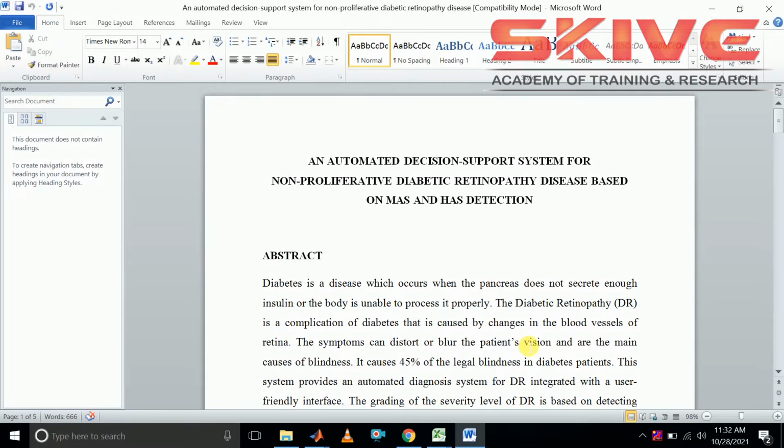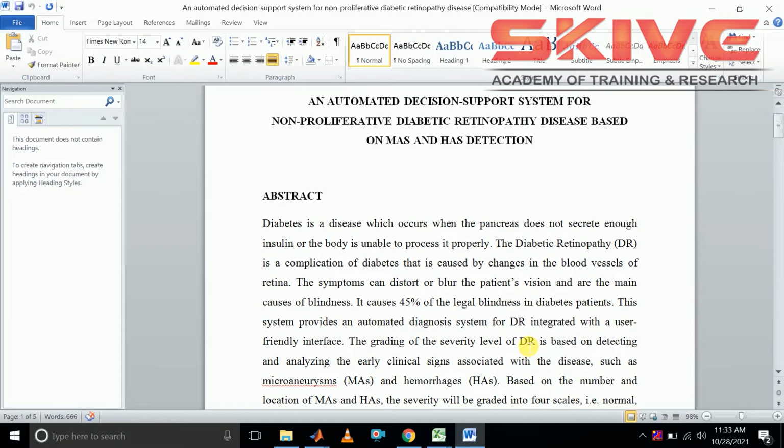This project is an automated decision support system for non-proliferative diabetic retinopathy disease based on MAs and HAs detection. Whenever the human body's pancreas is not able to secrete enough insulin, that leads to diabetes. This is the most common and popular disease all over the world.